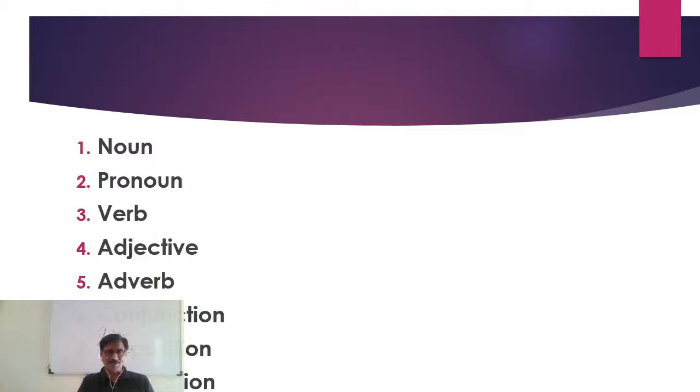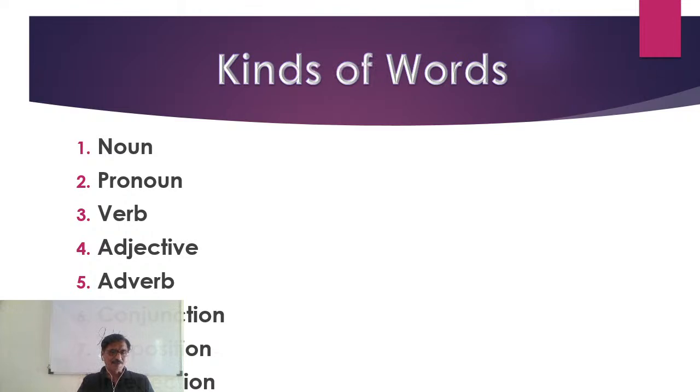And the first, everybody knows, is the noun. Noun, what is a noun? We will discuss somewhat about the noun. There are 8 types. First of all, I shall just count down 1 to 8: noun, pronoun, verb, adjective, adverb, conjunction, preposition and interjection.